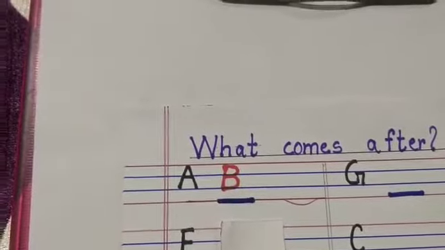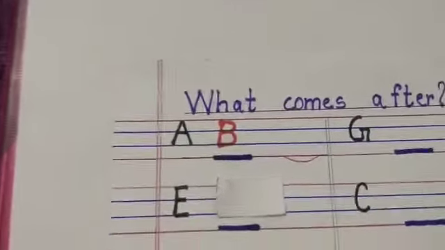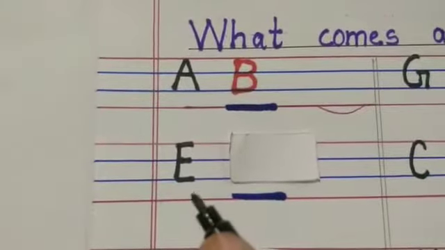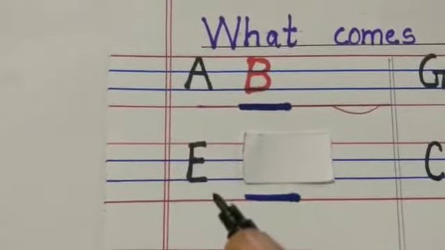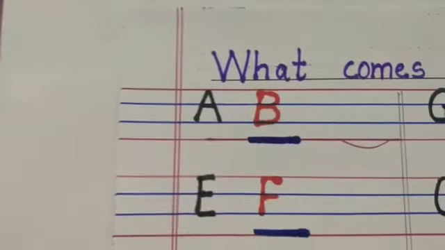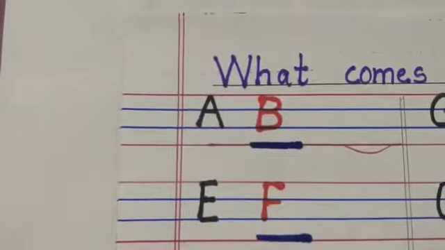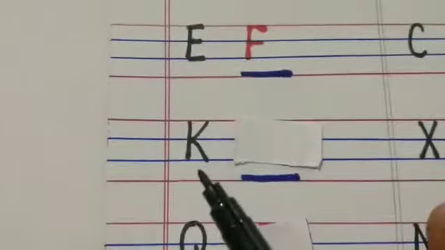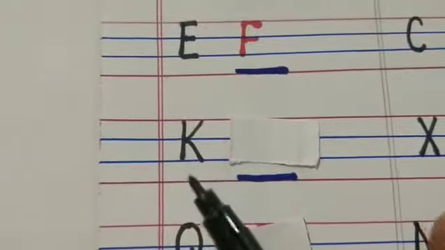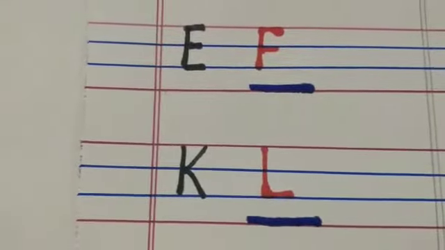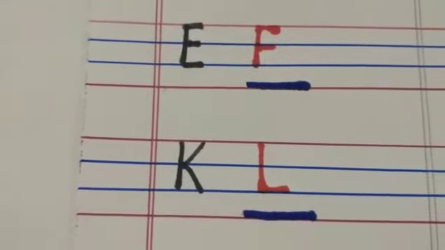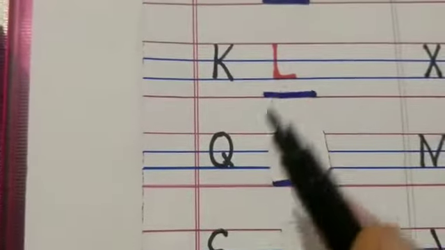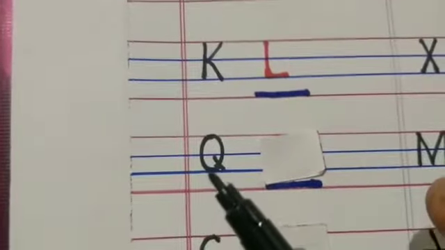B, the letter B. The next you can see here is, which letter is this? Capital E. What comes after E? Letter F. The next you can see here is, which letter is this? This is capital K. What comes after K? The letter L. Okay, capital K. What comes after capital K? Capital L. Which letter is this? Capital Q. What comes after capital Q?